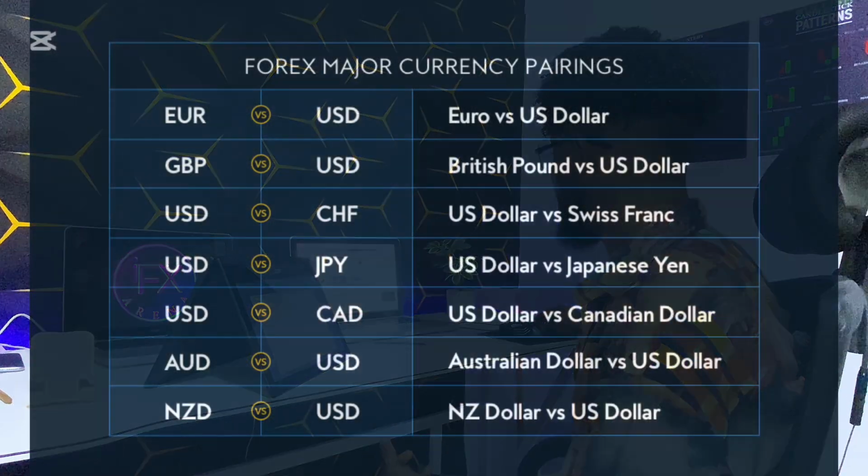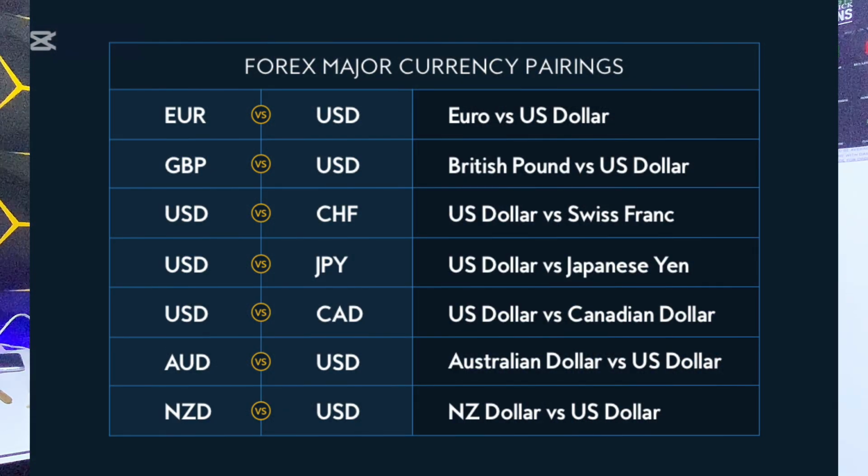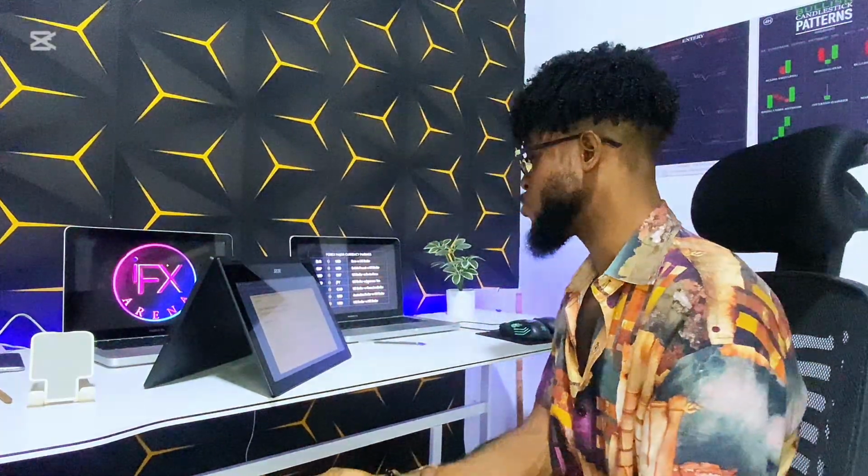All the Forex currency pairs are classified, starting with the major currency pairs. The major pairs are the euro versus the dollar, GBP versus the dollar, US dollar versus the CHF, which is the Swiss franc, USD versus the Japanese yen, USD versus the CAD, AUD versus the dollar, and NZD versus the dollar. All of these pairs include the dollar. They are the most traded among Forex traders, traded by a lot of participants.